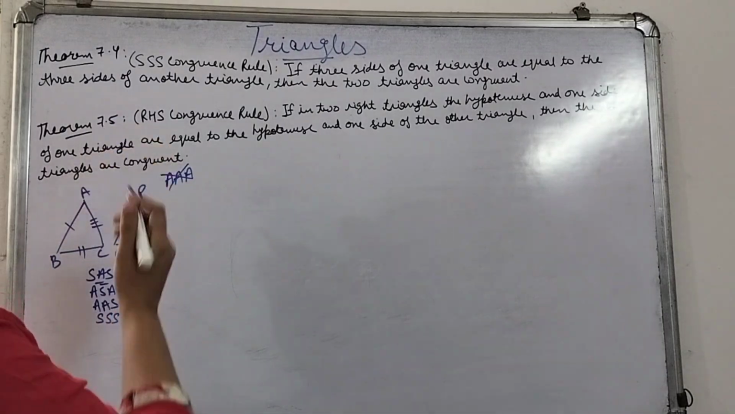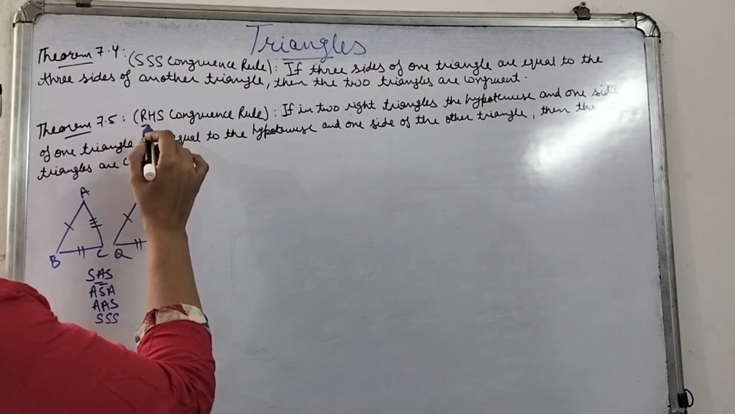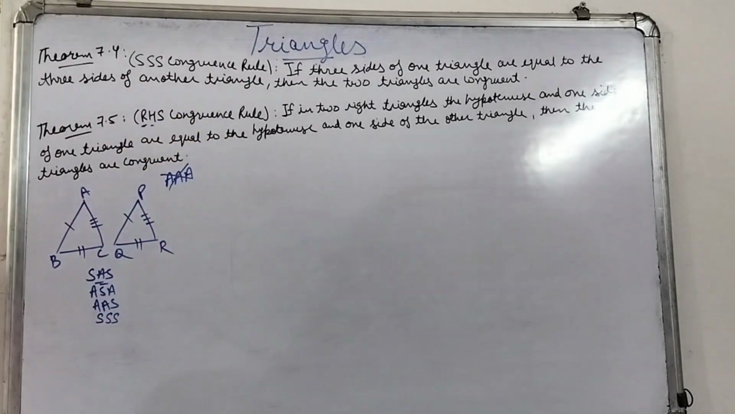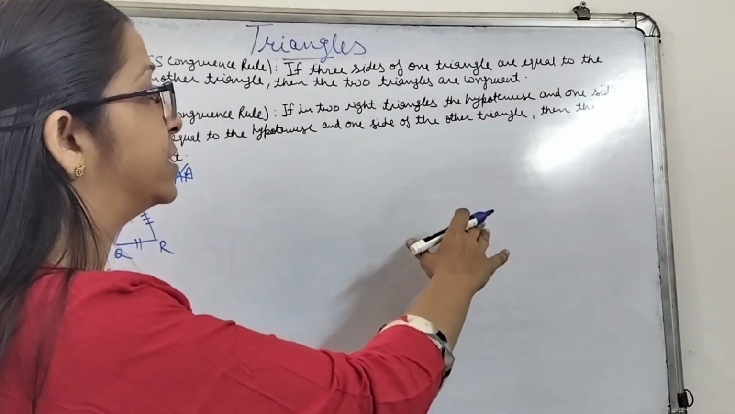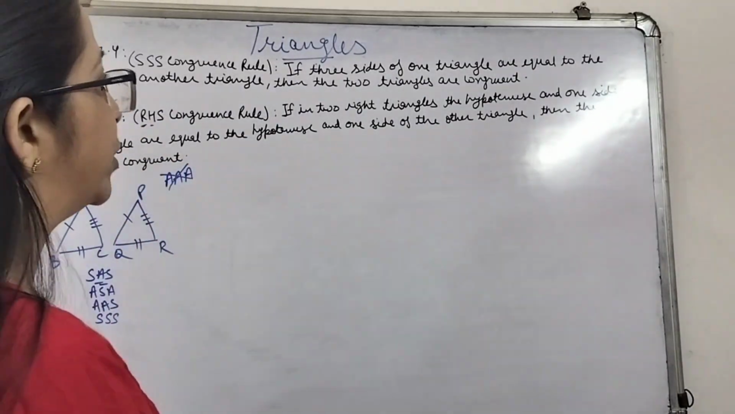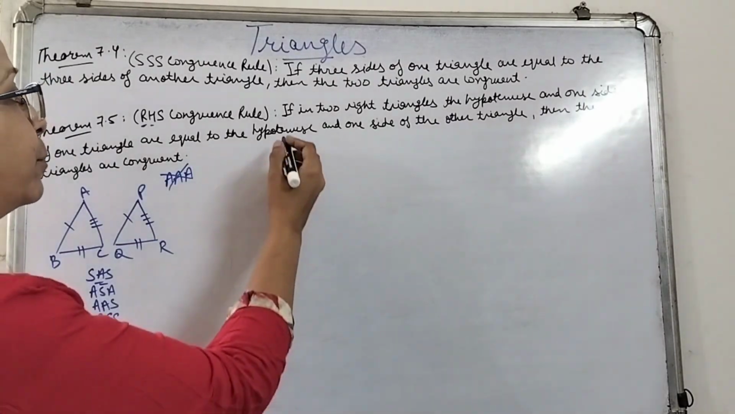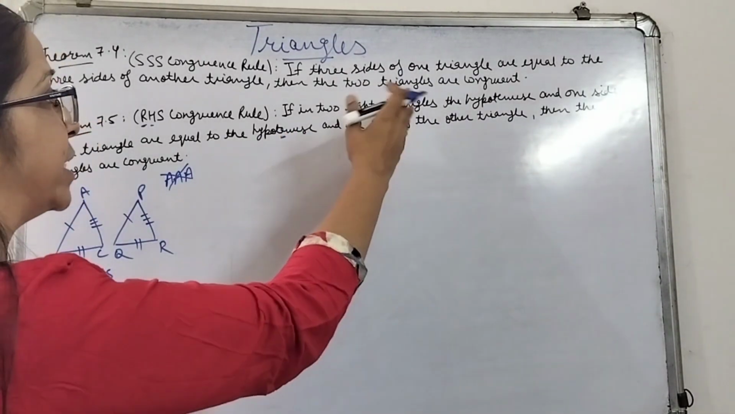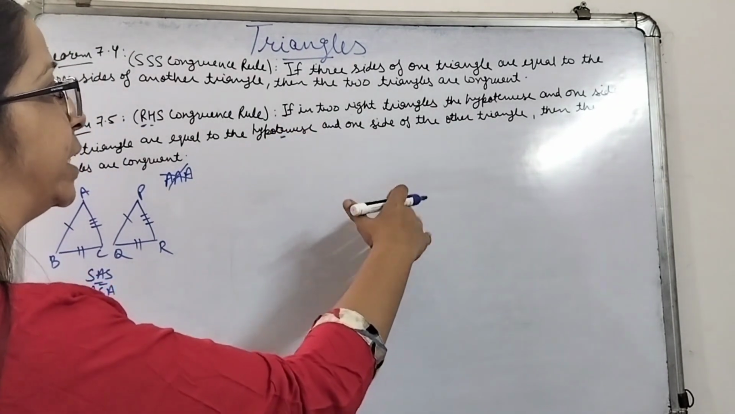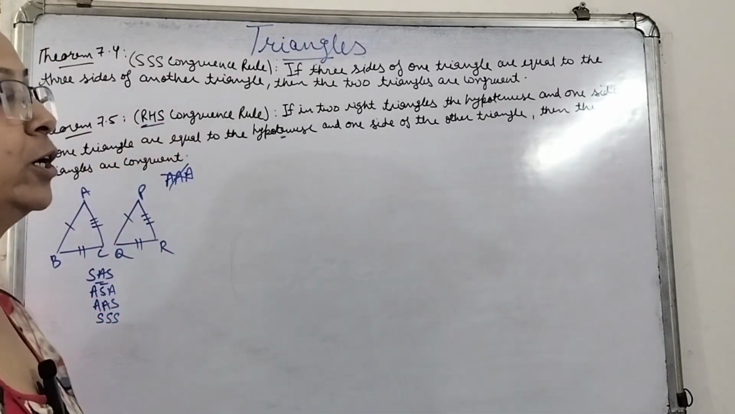Now the next is Theorem 7.5, that is the RHS congruency rule. R over here is right angle, H is hypotenuse, and S is side. So we are talking about a right angle triangle. So if in two right angle triangles, the hypotenuse and one side of one triangle are equal to the hypotenuse and one side of the other triangle, then the two triangles are congruent. Hypotenuse should be there. It's not like two sides would be there. Hypotenuse and one of the sides will be equal to the hypotenuse and one of the sides of the other triangle. If this is the condition, then the triangles will be congruent by the RHS rule.